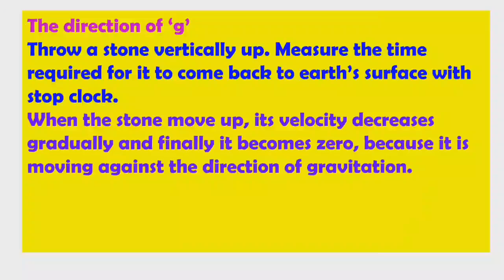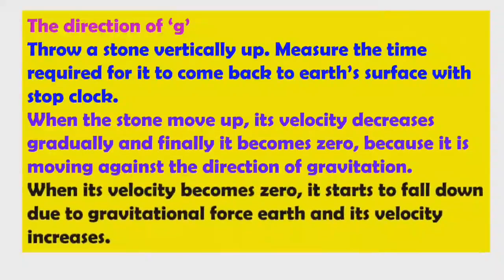You know, when the stone is moving upward, its velocity decreases. Why does its velocity decrease? Because it is moving against the direction of gravitation. It is moving against the direction of the gravitational force of the earth. That's why its velocity slowly decreases and finally it becomes 0. When its velocity becomes 0, it starts to fall down.